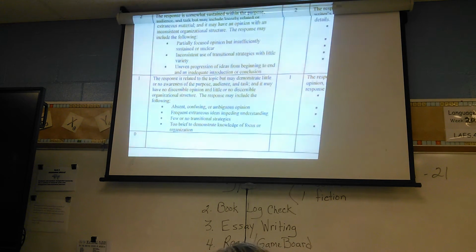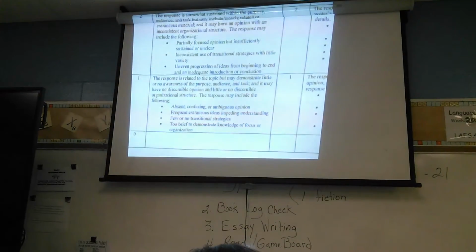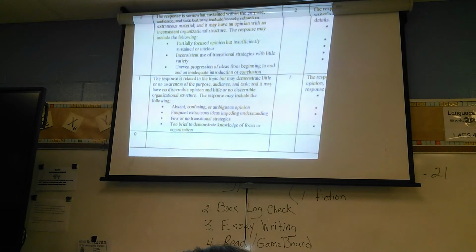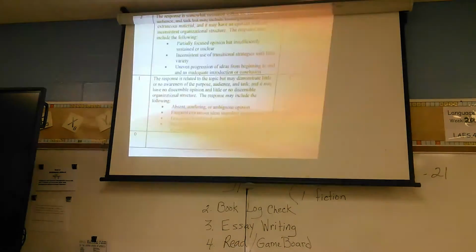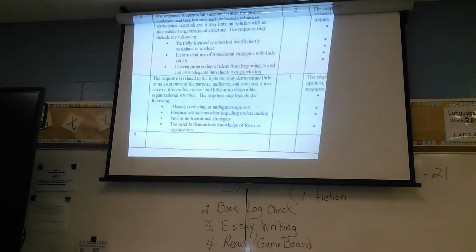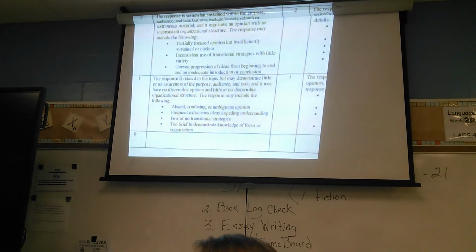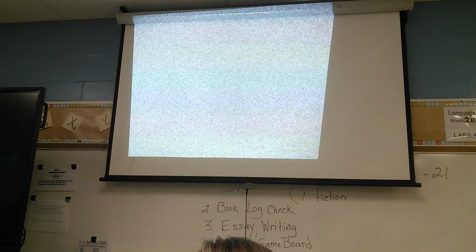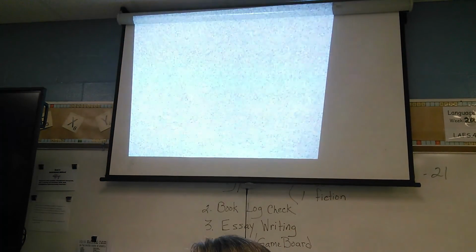Now, the checklist that you use with me, that's this rubric broken up into pieces. The elements of this rubric are integrated into that checklist. So if you have everything checked off on that checklist, chances are you're going to do really well. Okay, so in your notebook, let's go ahead and take a few minutes to review what you're going to be doing when you're taking this test.